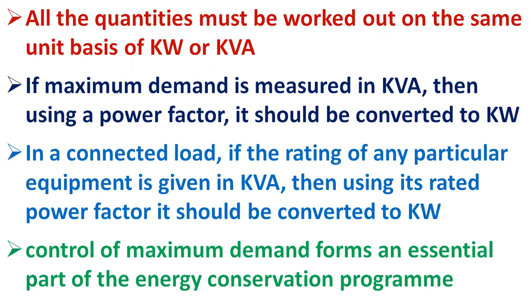From the above, it will be amply clear that by reducing maximum demand, one can save a lot of money, and hence the control of maximum demand forms an essential part of an energy conservation program. Similarly, achieving a load factor as close to unity as possible ensures that demand is uniform and energy is uniformly and well utilized. This also ensures that distribution losses are reduced.